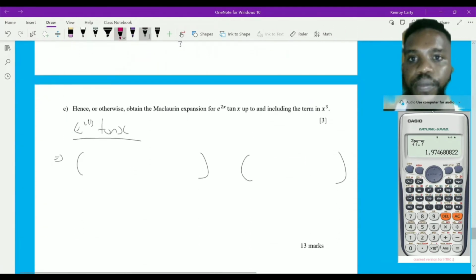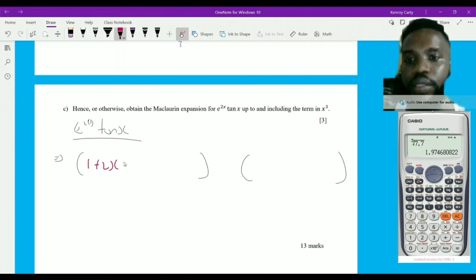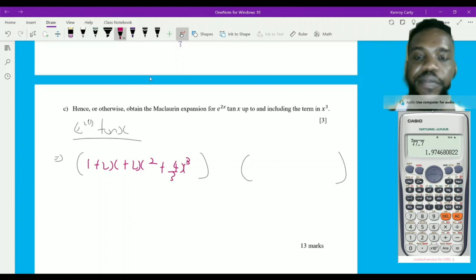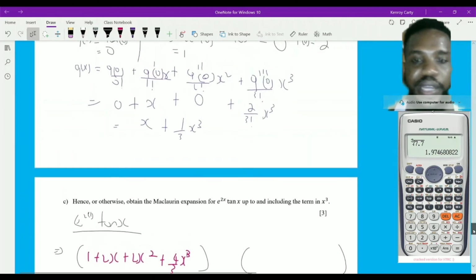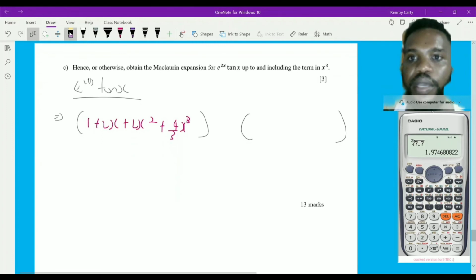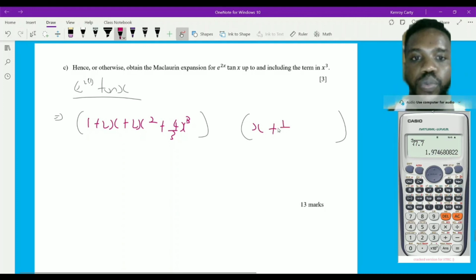So this would be 1 plus 2x plus 2x squared plus 4 over 3 x cubed. That's taken care of. And the Maclaurin expansion for tan x, let's go back up for that as well. The Maclaurin expansion for tan x is x plus 1/3 x cubed. So I'm going to have x plus 1/3 x cubed. Now it's imperative that we understand that we shouldn't pass x cubed. So anything that passes x cubed is out.